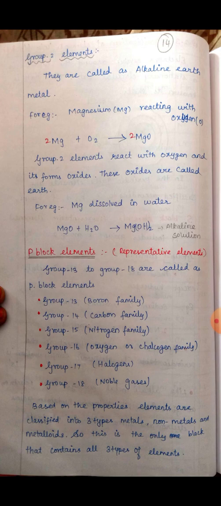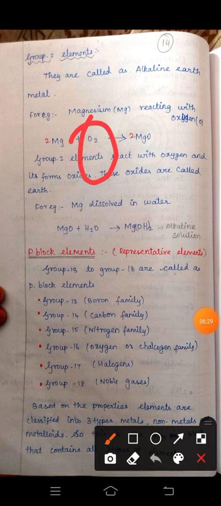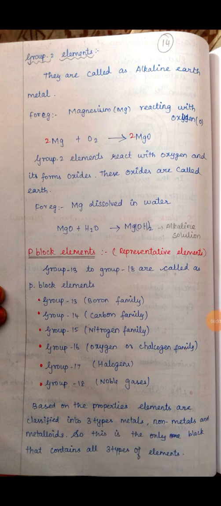For example, magnesium reacts with oxygen and becomes magnesium oxide. Group 2 elements react with oxygen and form oxides. Example, magnesium reacts and forms magnesium oxide. So the magnesium oxide is one of the alkaline solutions. Are you clear?